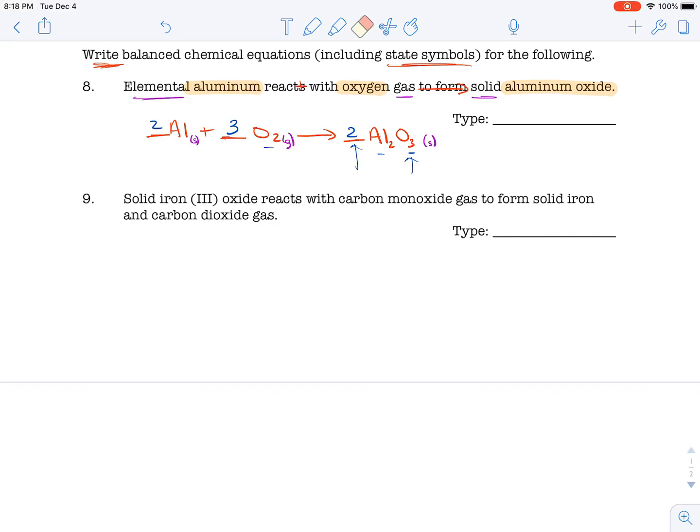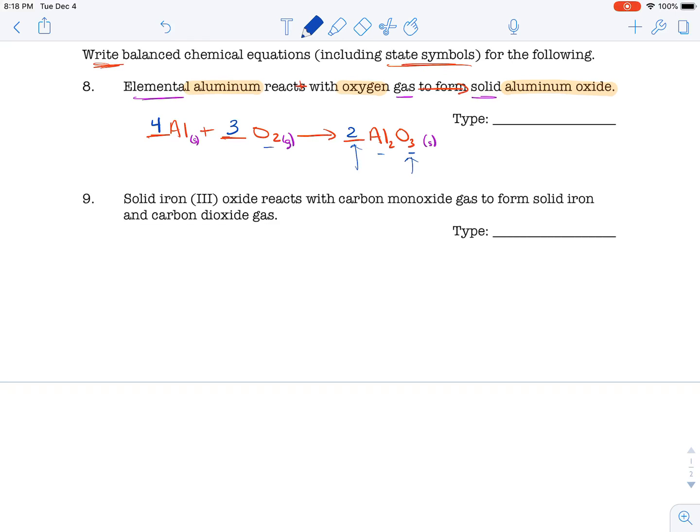That's really good, except for, our aluminum is now wrong because we put that 2 out front. So we have 2 times 2, which gives us 4. To solve that problem, we're going to put a 4 in front of the Al. So that is writing a balanced chemical equation.